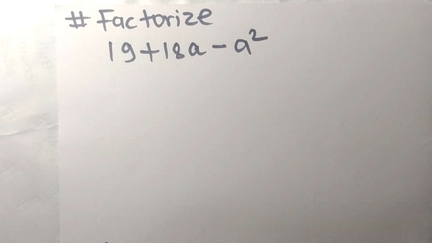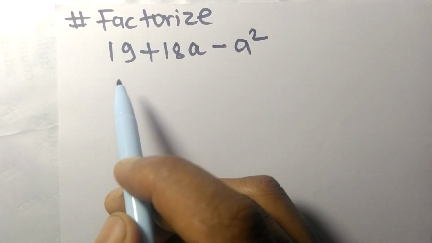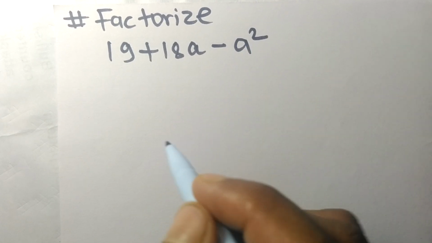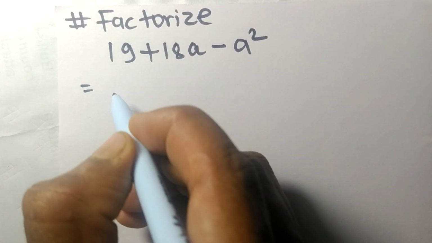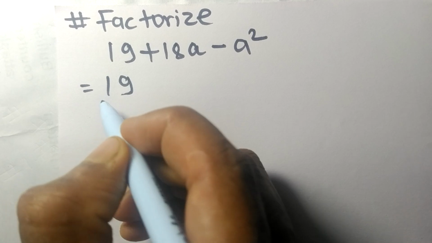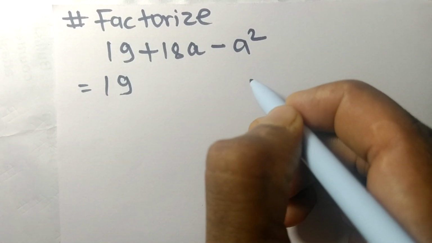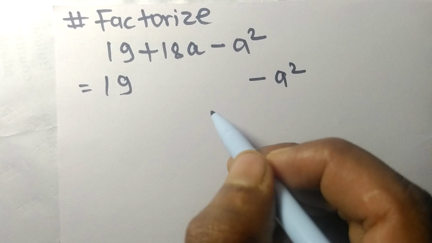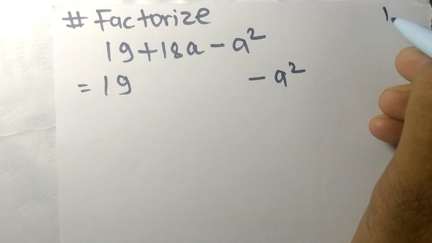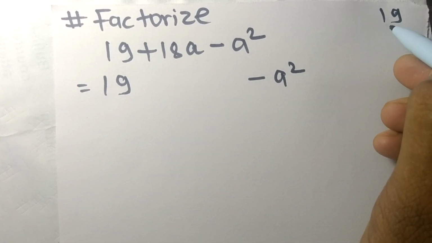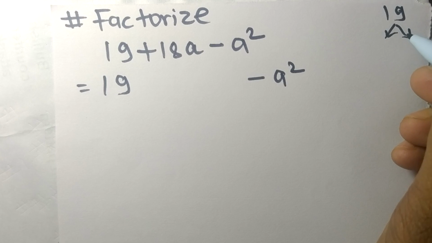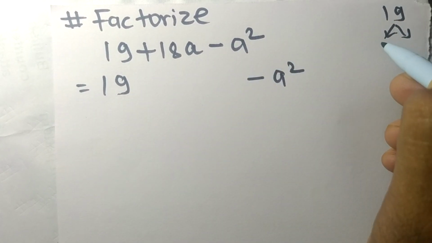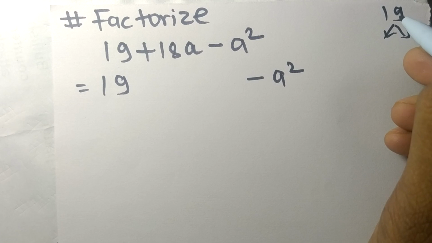So today in this video we shall factorize 19 plus 18a minus a square. To factorize, the first expression is 19 and the last expression is minus a square. Both are the same here, and here we have 19. So we have to divide 19 in such a way that its sum becomes 18 and its product is 19.